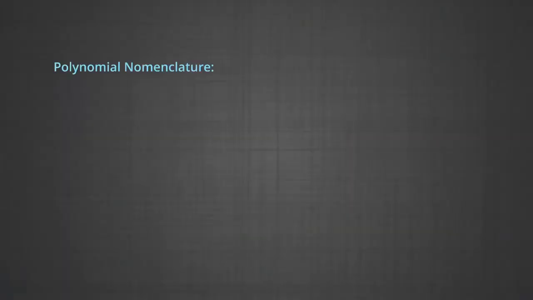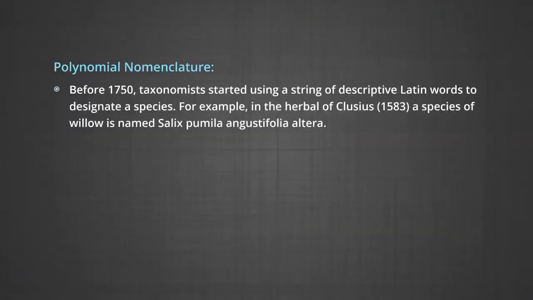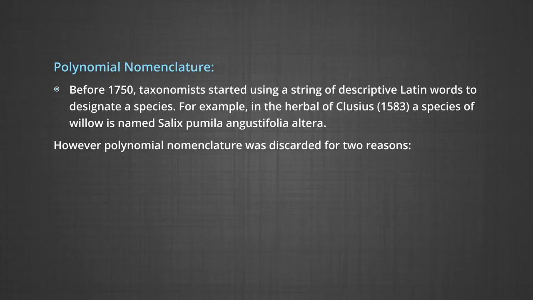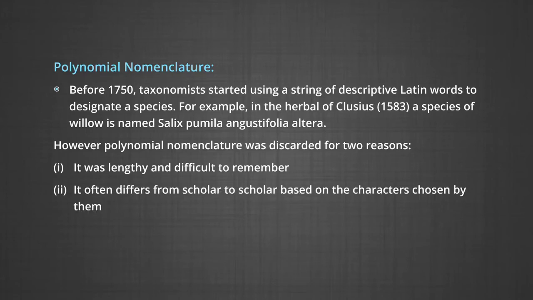Polynomial nomenclature. Before 1750, taxonomists started using a string of descriptive Latin words to designate a species. For example, in the Herbal of Clusius, 1583, a species of willow is named Salix pumila angustifolia altera. However, polynomial nomenclature was discarded for two reasons. It was lengthy and difficult to remember. It often differed from scholar to scholar based on the characteristics chosen by them.